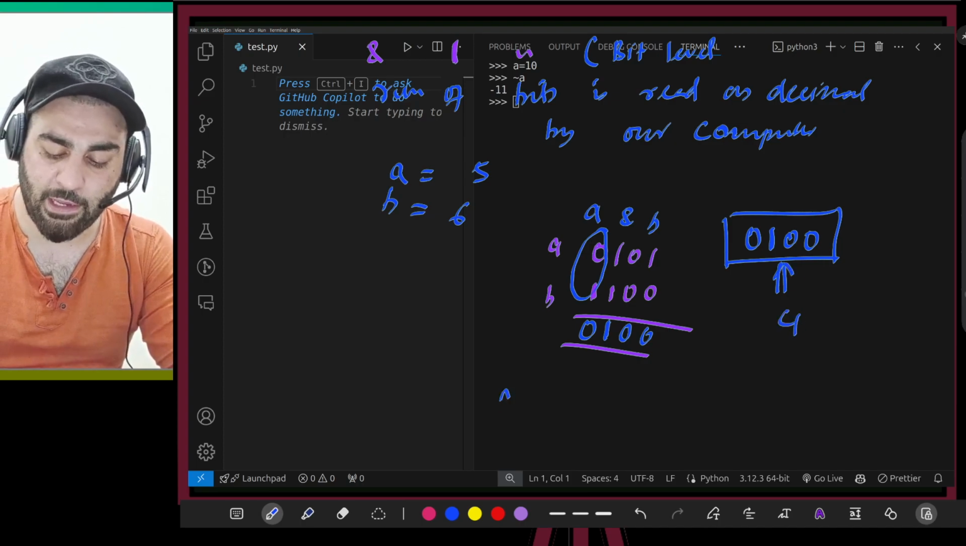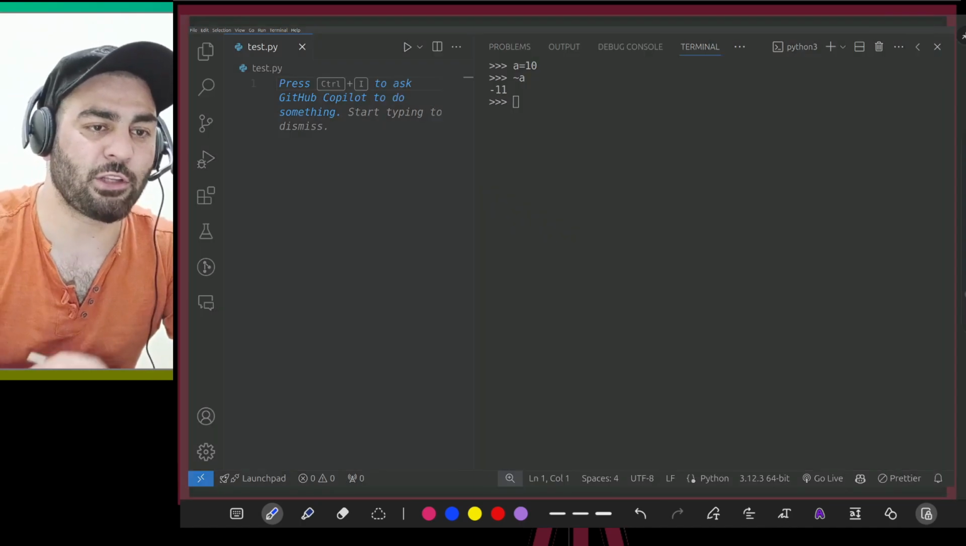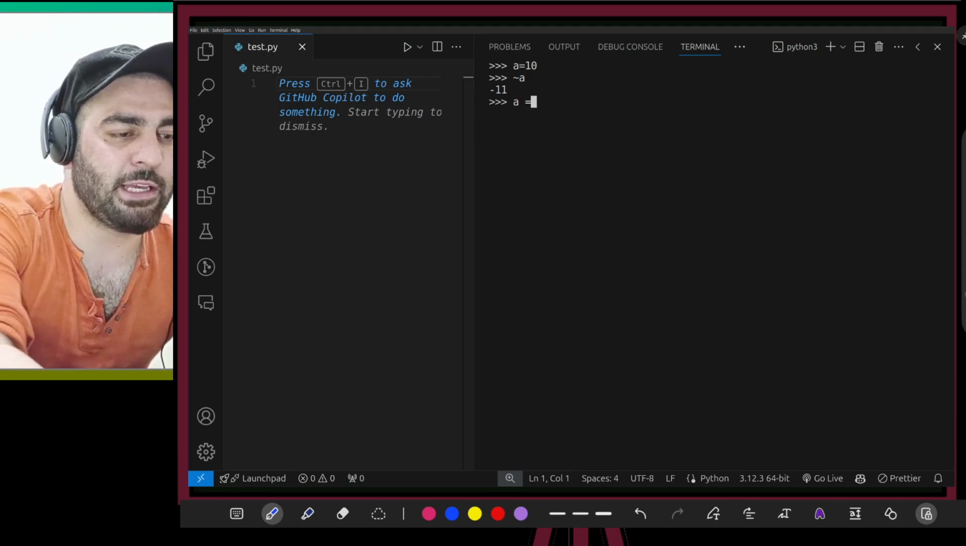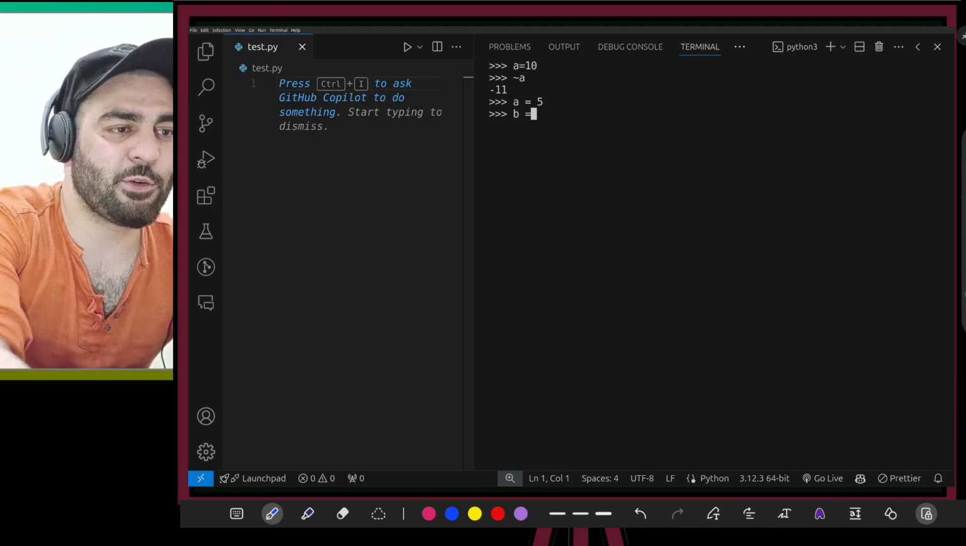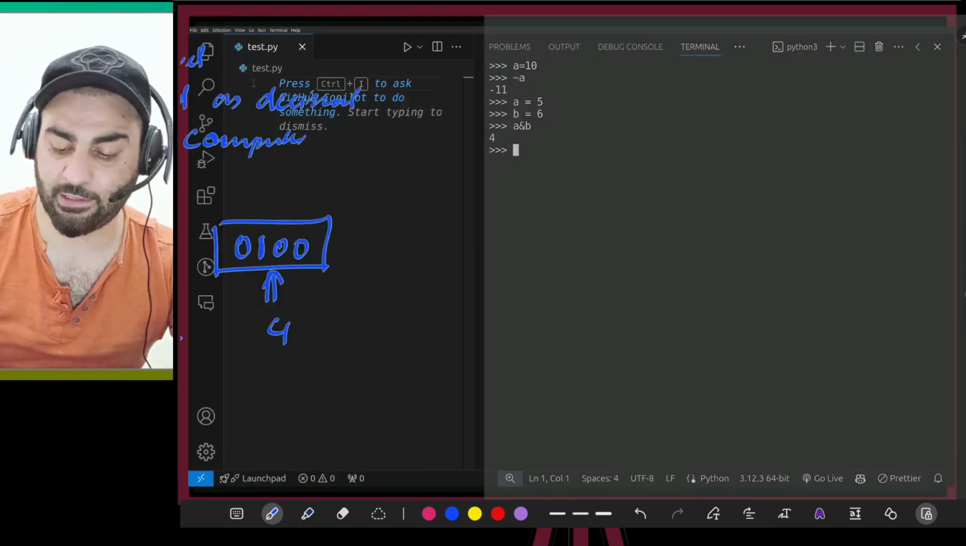So if I perform A is equal to 5, B is equal to 6 and I perform AND of these, let me show it on the screen so that it's clear to everyone. So let's suppose A is equal to 5, B is equal to 6, A and B. Now you saw that this is 4. That's what I wrote over here. This is 4.